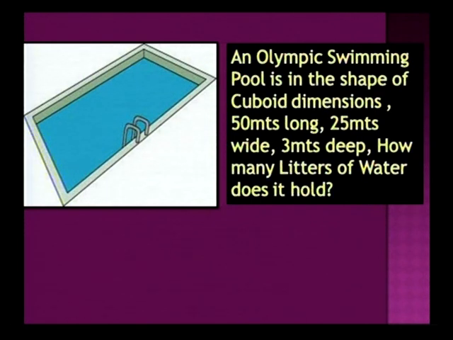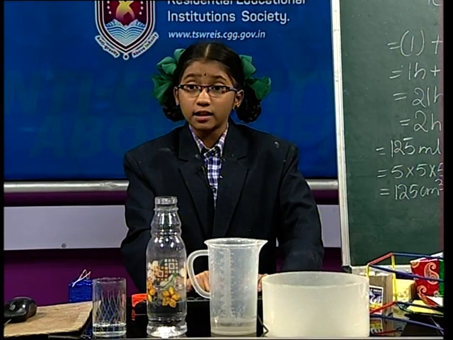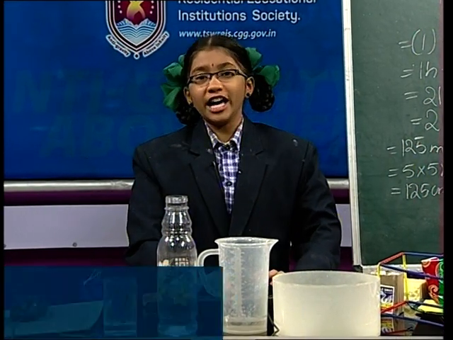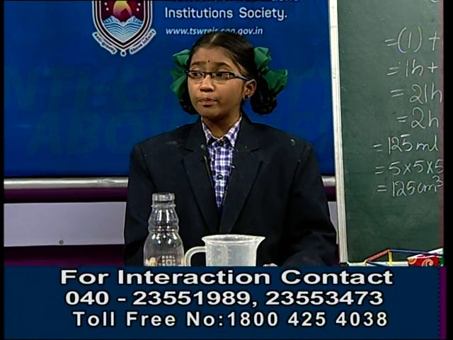So for the cuboid shape, which formula do we have to apply to find the capacity of the water? Very good. Here we find the capacity of water, so we use the volume of the cuboid. What is the formula of that? Very good. That is L into B into H. Volume of the cuboid is L into B into H. Let us see the following picture.